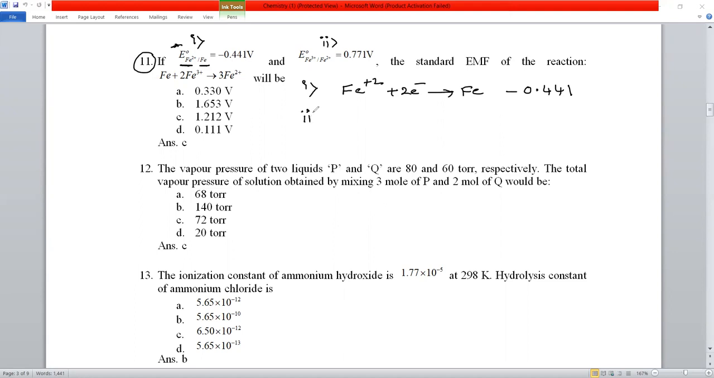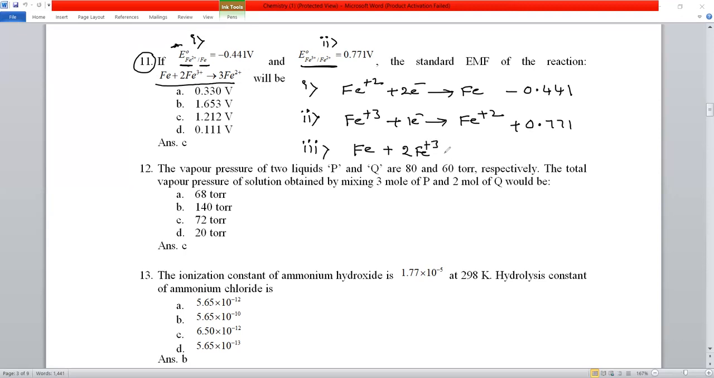Equation number 2: Fe plus 3 gains 1 electron and is converted into Fe plus 2. The value they have given is plus 0.771 volts. From this data we have to relate to the final equation. Students, you can check here: Fe reacts with 2 Fe plus 3 to give 3 Fe plus 2. Here they're asking what E naught is.